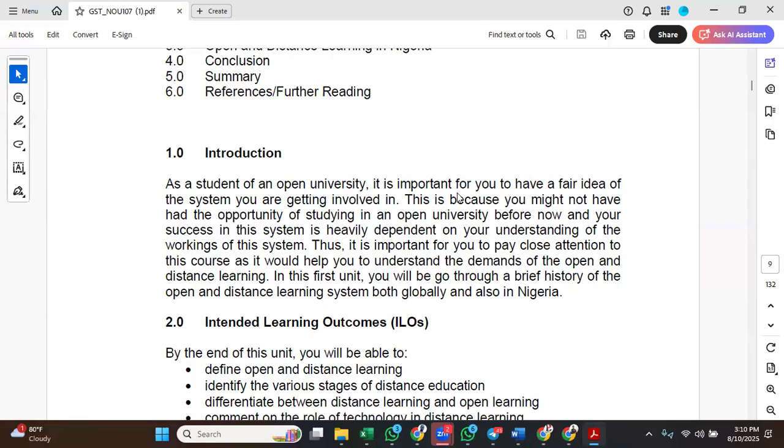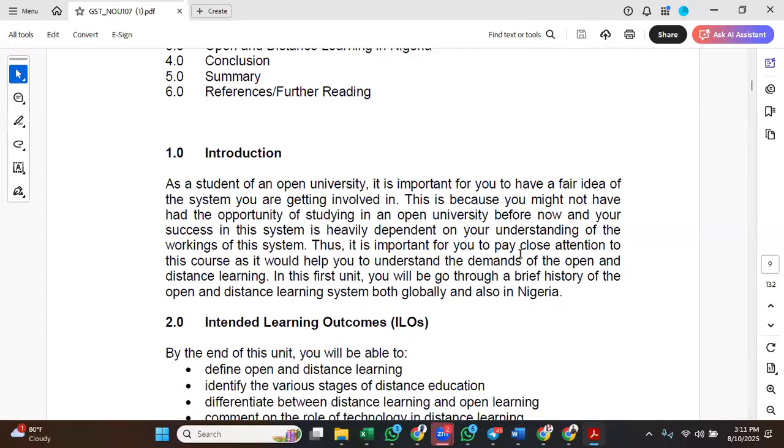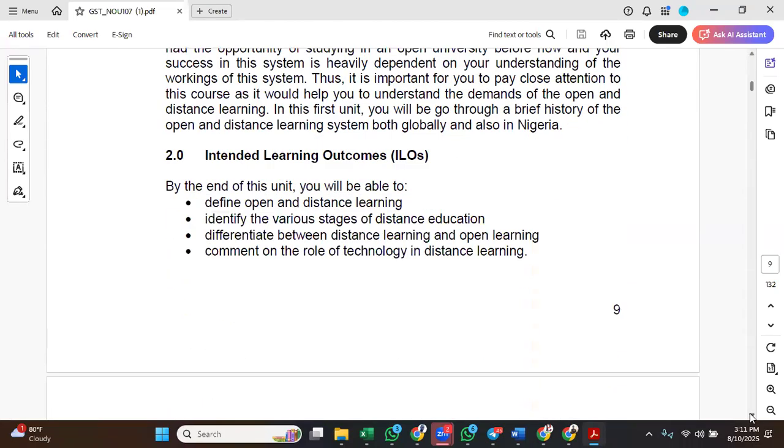Continue, please. All right. You might not have had the opportunity of studying in an open university before now, and your success in this system is heavily dependent on your understanding of the workings of this system. I've mentioned all this in my own introduction too. Thus, it is important for you to pay close attention to this course, as it would help you to understand the demands of open and distance learning. In the first unit, you will go through a brief history of the open and distance learning system, both globally and also in Nigeria.